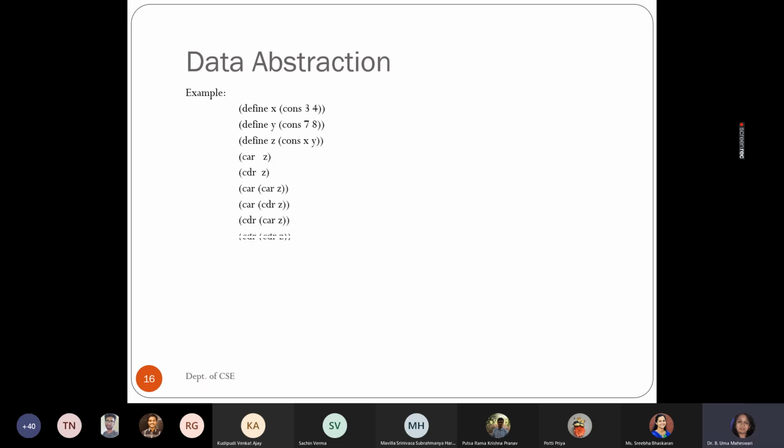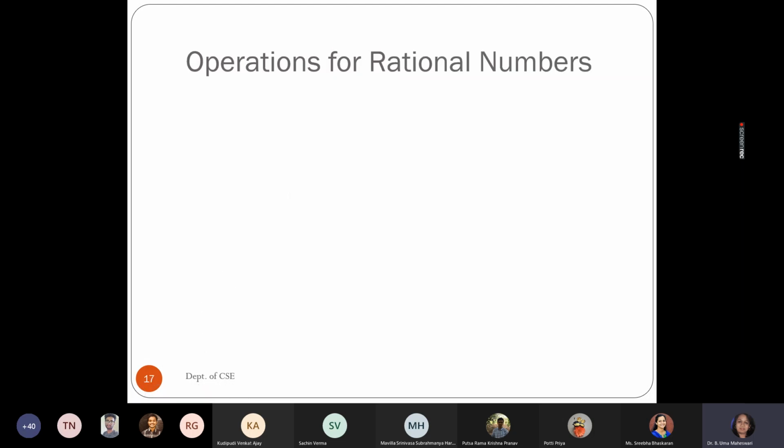Okay, so this also we know: car of z, car of cdr of z, what will it give? If you look at the z part, car is nothing but (3, 4), and cdr of z is (7, 8). Car of z is nothing but (3, 4), and car of (3, 4) will give you 3. So all these operations we have done already, and you understood as well.